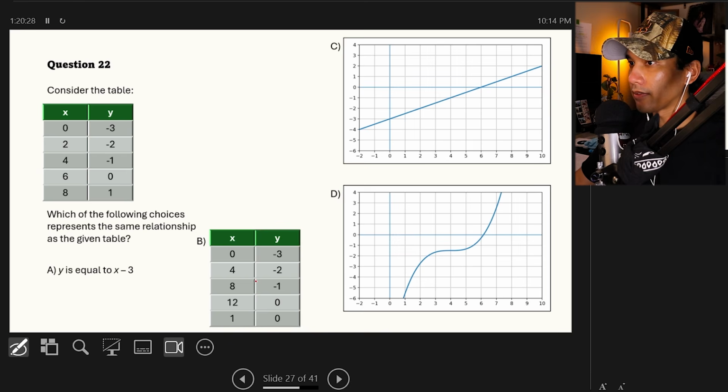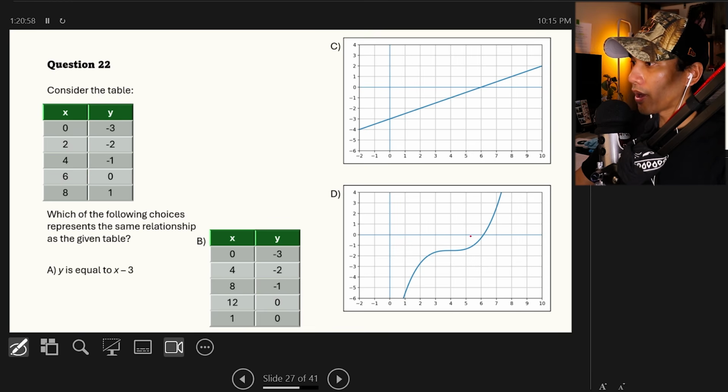Okay, consider the following table. Then you have this. Which of the following choices represents the same relationship as the given table? Okay, from this, we would just find y equals mx plus b by finding the slope m equals y2 minus y1 over x2 minus x1, and finding the y-intercept by setting x to 0, which gives the y-intercept of -3.